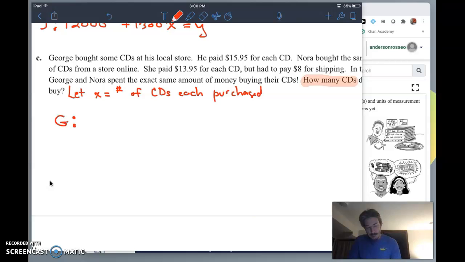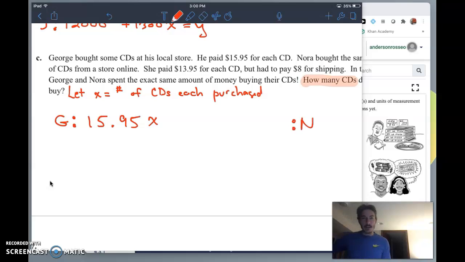George bought X number of CDs for $15.95 each. So $15.95X represents the total that George paid. And then over here, I've got good old Nora.